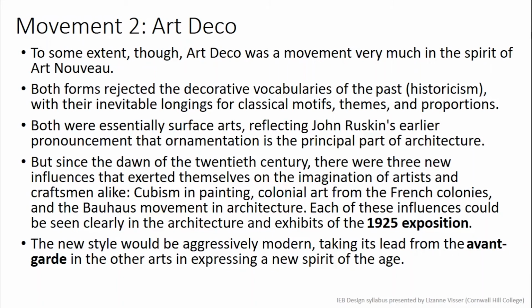Movement 2, Art Deco. To some extent though, Art Deco was a movement very much in the spirit of Art Nouveau. Both forms rejected the decorative vocabularies of the past, or historicism, with their inevitable longings for classical motives, themes, and proportions. Both were essentially surface arts, reflecting John Ruskin's early pronouncement that ornamentation is the principal part of architecture.